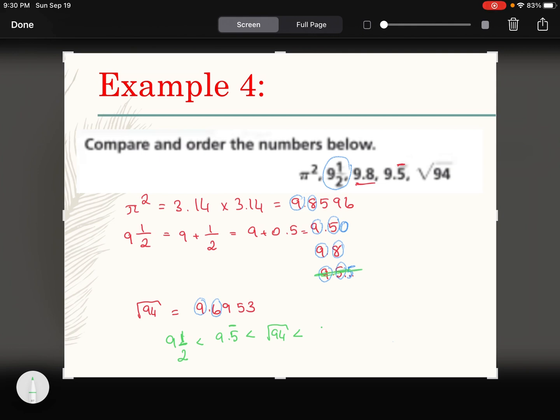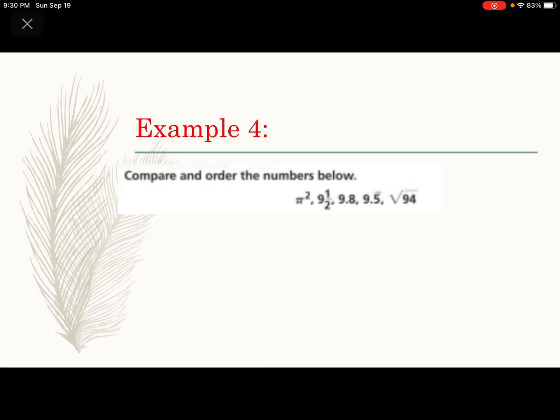Okay, guys, now, so we are done with this one, we are done with that one. Okay, we have 9.8, which means I can add 3 zeros, right? There are 4 digits after the decimal point. That's why I added 3 more zeros. So which one is the least one, guys? 8,000 or 8,596? 8,000, right? Okay, so 9.8. Then the last one is pi squared. Okay, guys, so we are done with example 4. I will move on to example 5.